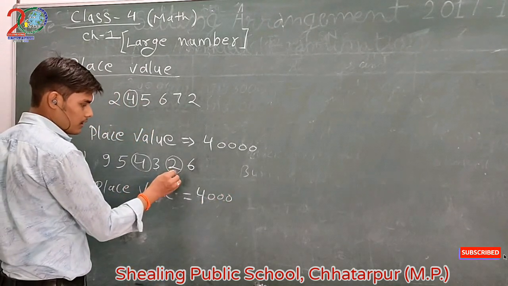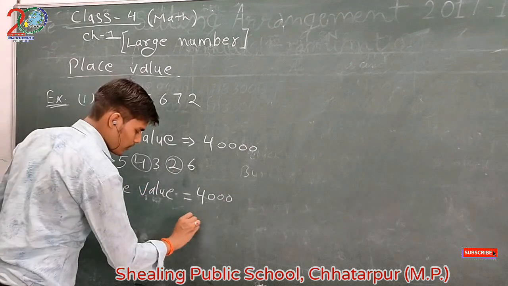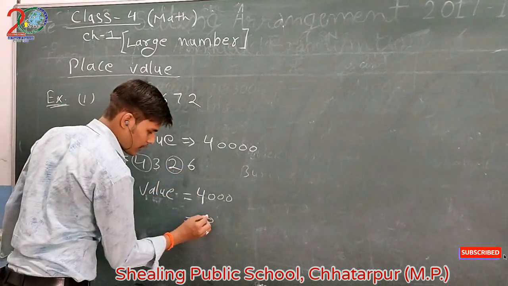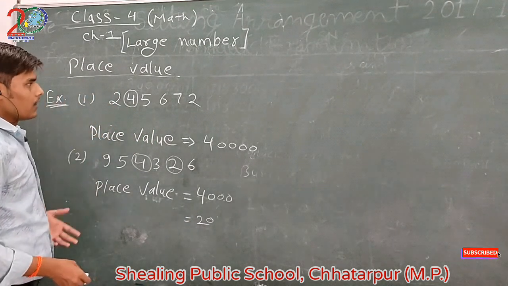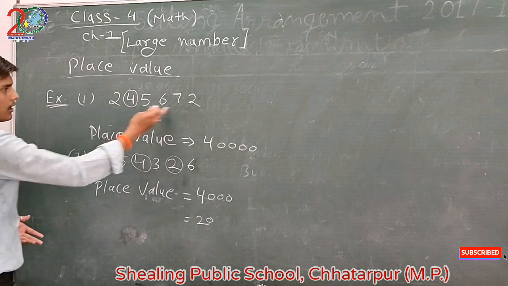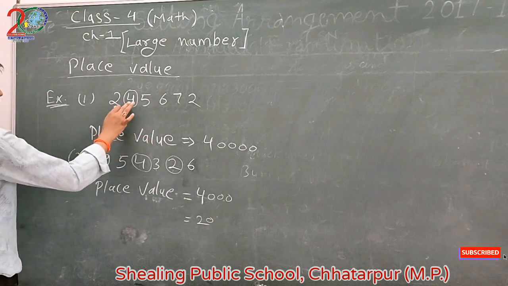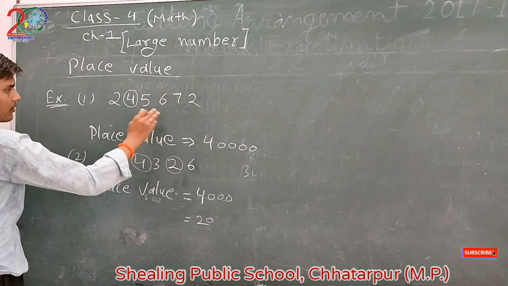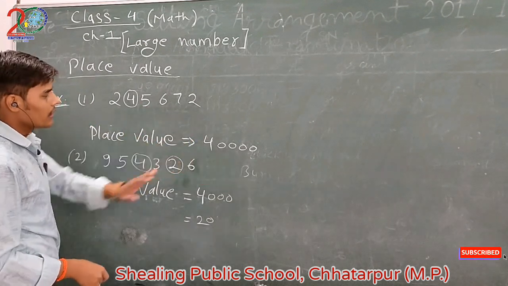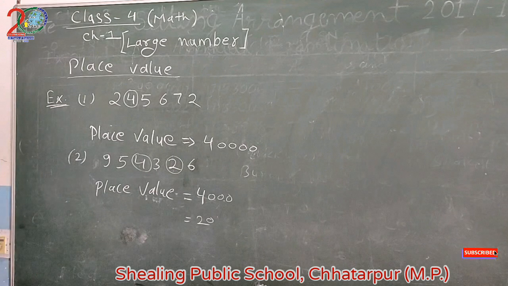After that, here is 2. So we also write down the 2. Then after 2, how many digits? 1 digit. So we put one 0 here. Like this we write down the place value of a number. First we write down the digit, then after the digit we count how many digits are there, then we put that many 0s. Okay.